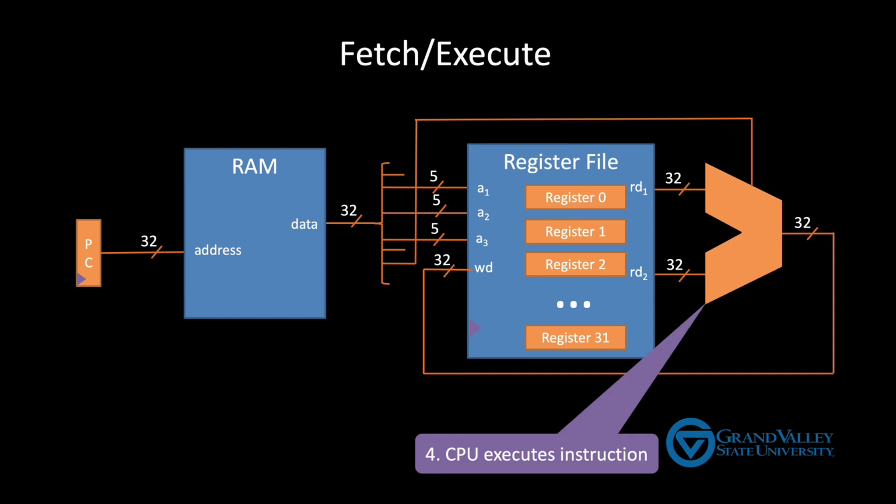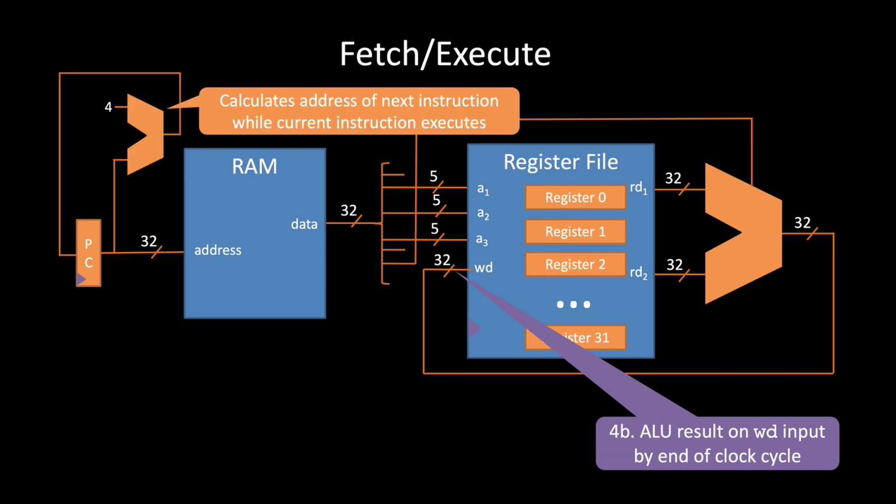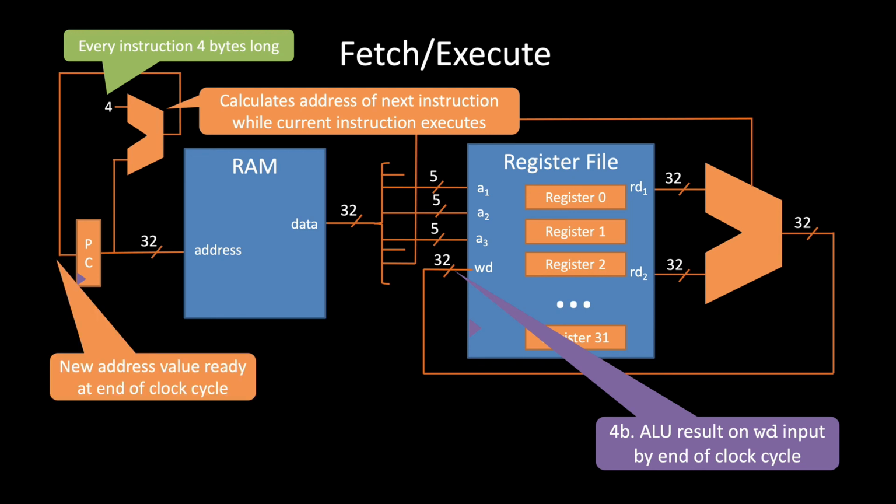At the end of the clock cycle, the ALU result should be on the register file's write data input. At the same time all of this is going on, there's also a separate adder that calculates the address of the next instruction. Notice that this adder has a hard-coded input of 4 because every MIPS instruction is exactly 4 bytes, 32 bits, long. This value, which represents the address of the next instruction, is ready and waiting on the program counter's input by the end of the clock cycle.